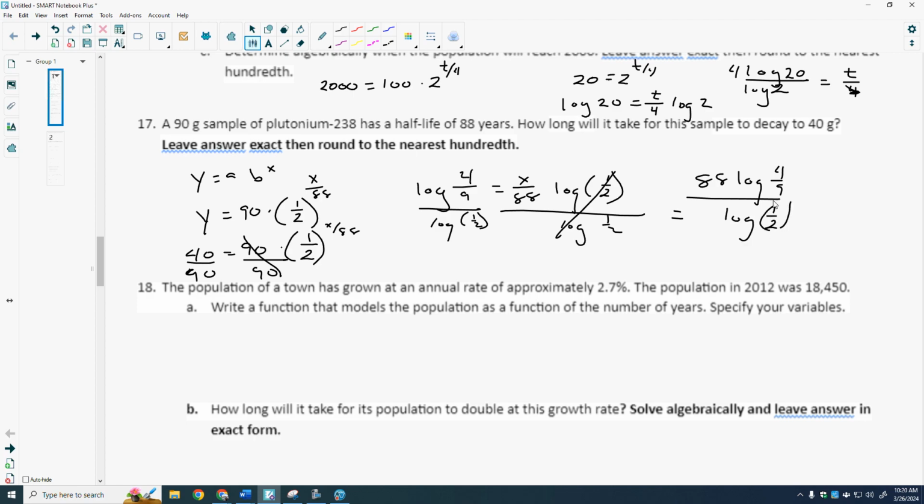And these technically are in parentheses. Grab a calculator, type that in, and you get what x equals. Answer should be 102.95 years.